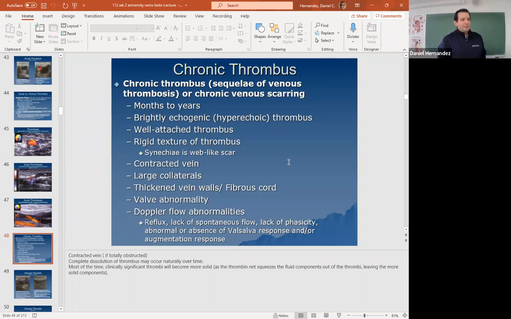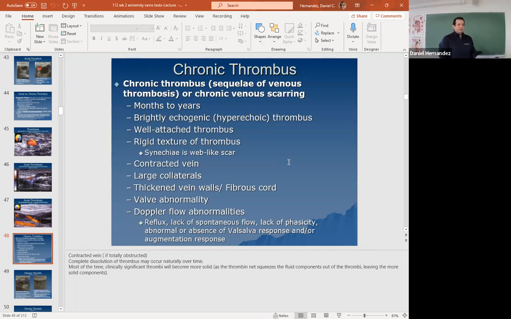So with chronic thrombus, again, this is a sequela of venous thrombosis. Sometimes it's also referred to as chronic venous scarring. This is typically seen months to years after the initial thrombotic event. These chronic thrombi appear brightly echogenic, hyperechoic. They're well attached, they appear rigid in echo texture, sometimes forming what looks like a scar or web-like scar.